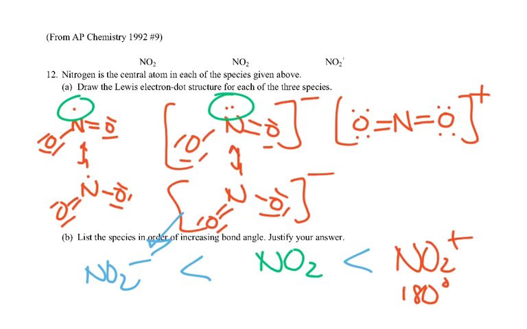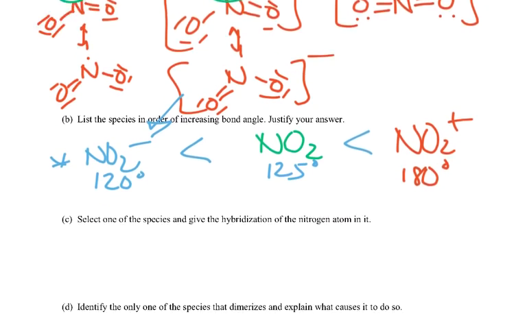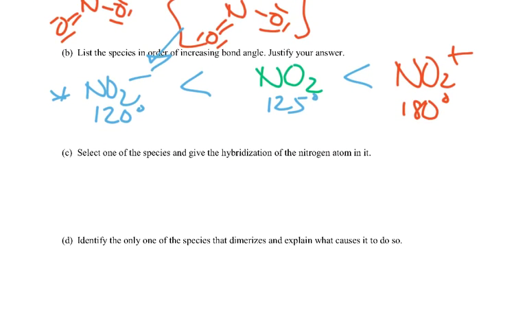So certainly that's 180. These are somewhere like 120. Okay, but I say probably a little bit larger than 120 for this one. So maybe let's just guess and say 125. And let's say this is kind of like 120. They're guesses, but certainly a pair of electrons is going to reduce the size of my bond angle a little bit. Okay, select one of the species and give the hybridization of the nitrogen atom in it.